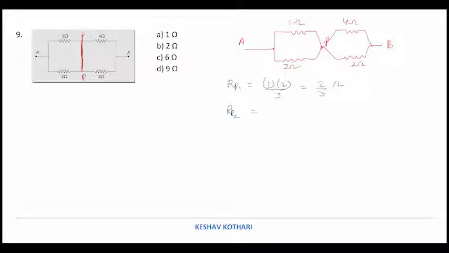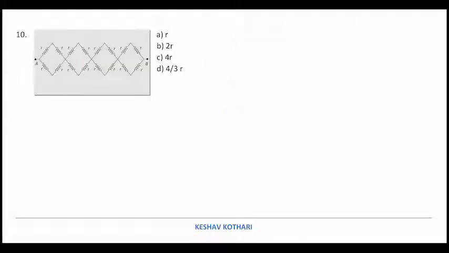Rp2 is equal to R1 R2 upon R1 plus R2, that is 4 by 3 ohm, and the combination is in series, so the effective value is going to be 2 by 3 plus 4 by 3, that is 6 by 3, and on solving we obtain 2 ohm. So for this particular problem, option B is correct, that is 2 ohm. Let us move to the next one.